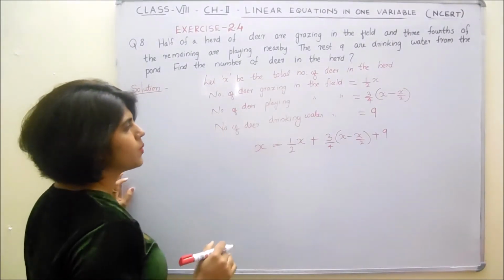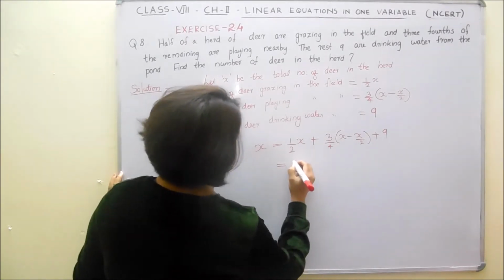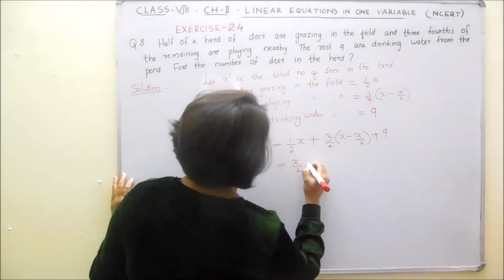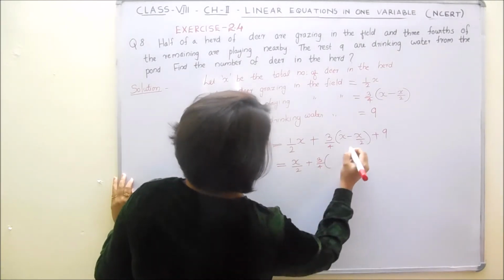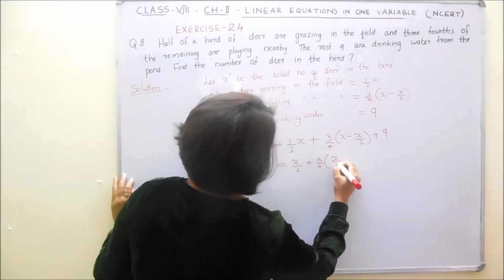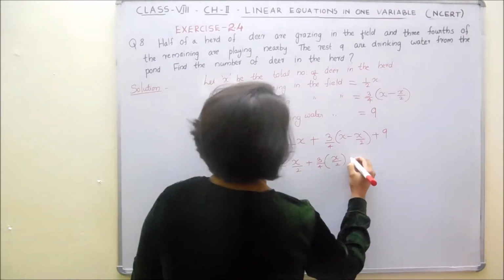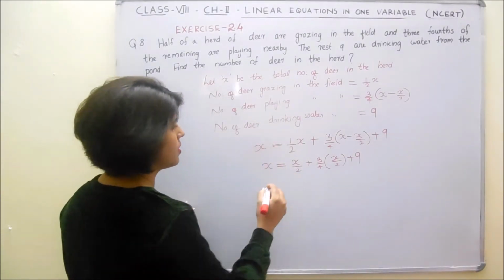Now we got a linear equation. Now we have to solve this equation. Then what would be the RHS? It would be x by 2 plus 3 by 4 into (x minus x by 2), which is x by 2, plus 9, and LHS would be x itself.